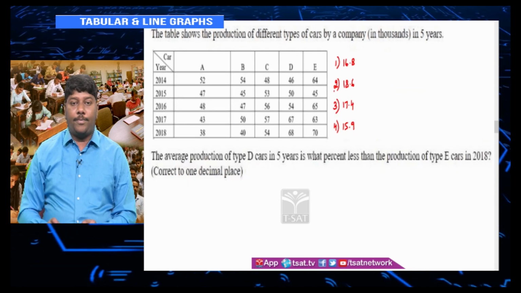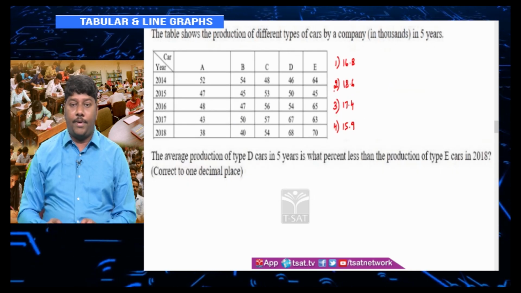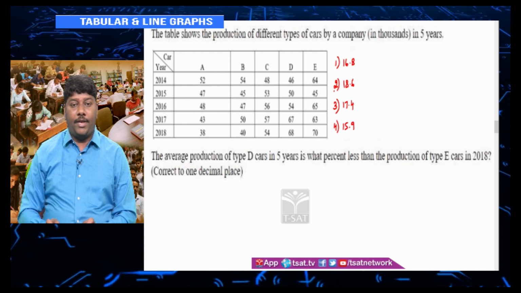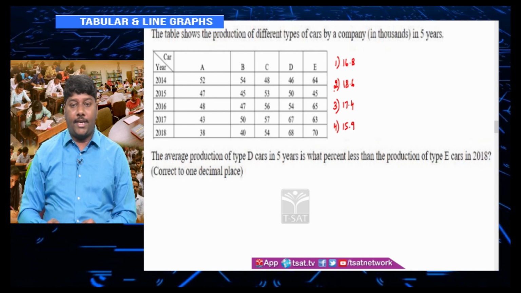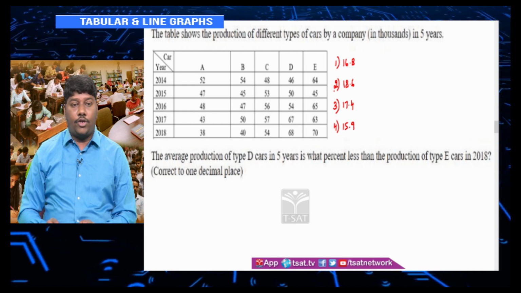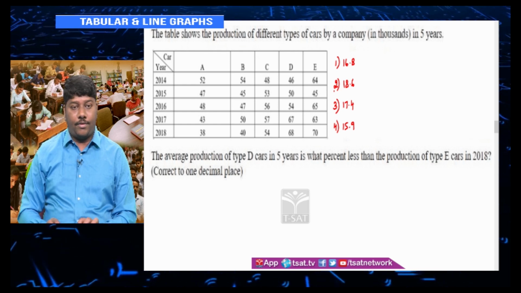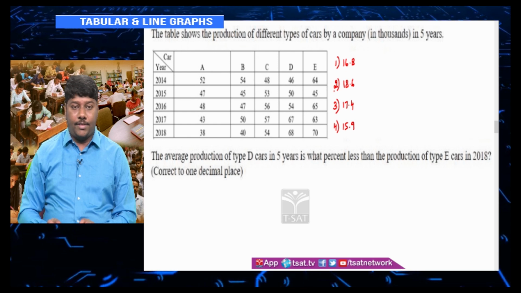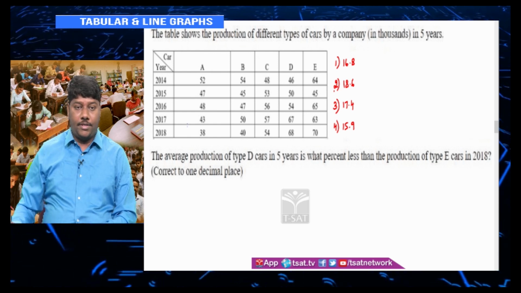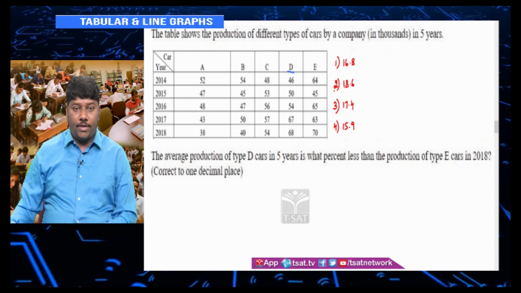The table shows the production of different types of cards by a company. Again, it is the same thing. The average production of type D cards in 5 years is what percent less than the production of type E cards in 2018? Correct to 1 decimal place. You have to write it to 1 decimal place. So see here, average production of D in all 5 years. So D in all 5 years you have to take.